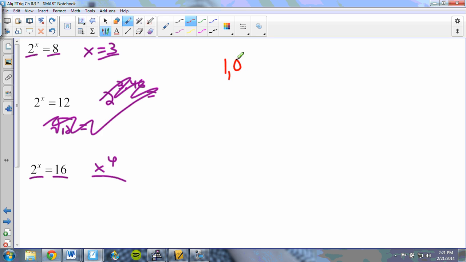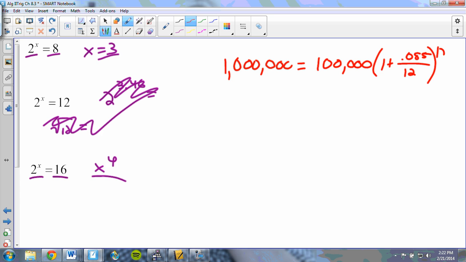The reason it's an important question, suppose you want to retire and have $1 million. Let's say right now you've got 100,000 already in the bank. We'll be generous and give you an 8.5% interest rate, compounded monthly. Well, the question is, how many years will it take you to have $1 million? How long do you have to save for? That is an important question, a question that you're going to want to answer someday.